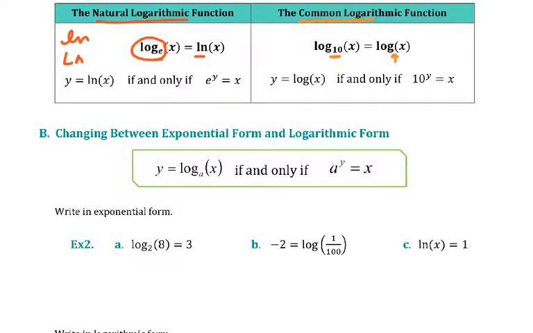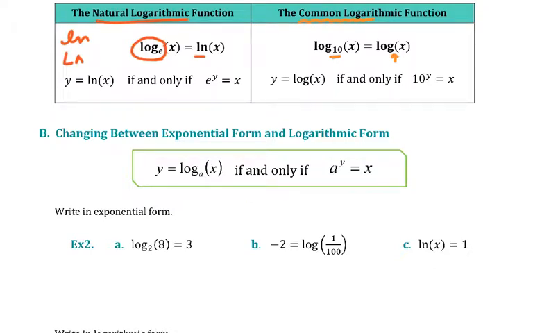This is our conversion formula, and you can write it with any variables you want, but these are the ones defined by our book. So we've got y equals log base a of x, if and only if, going both directions, a to the y equals x. Another way I like to write it sometimes is without any x's or y's in there, because sometimes I find that can be confusing.